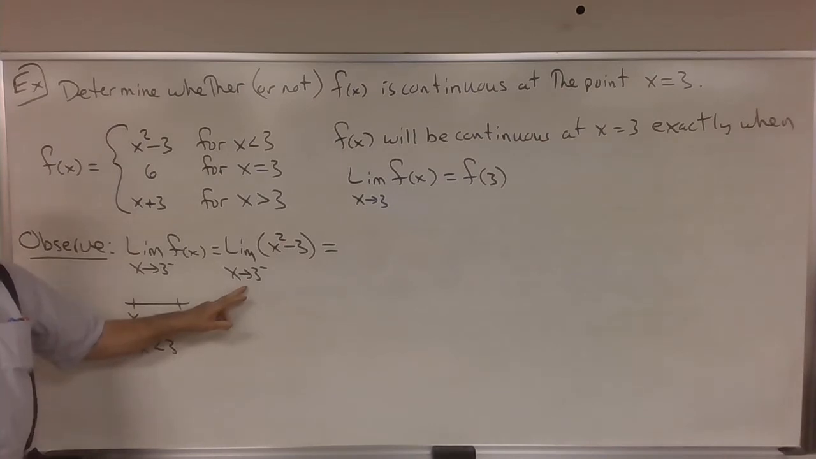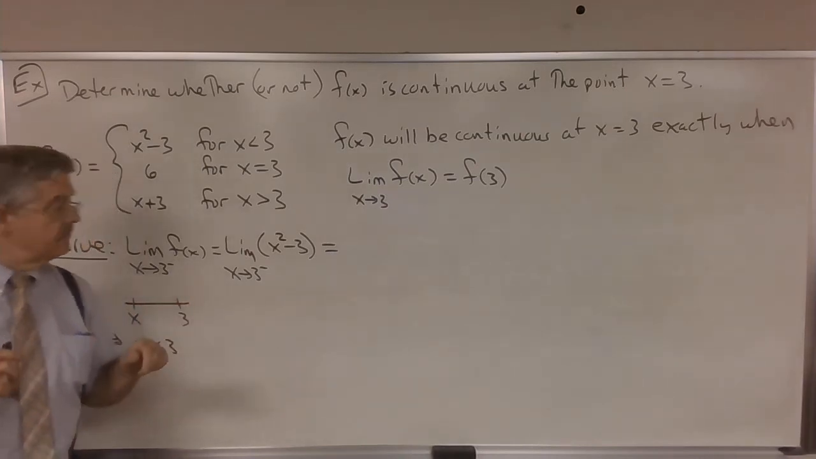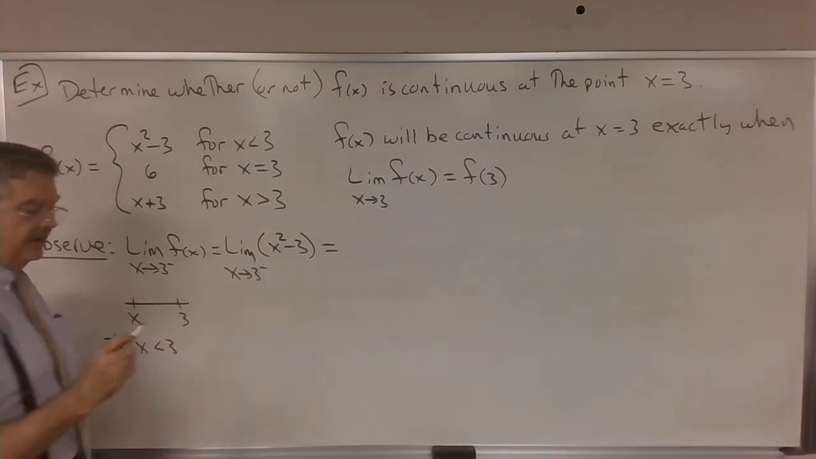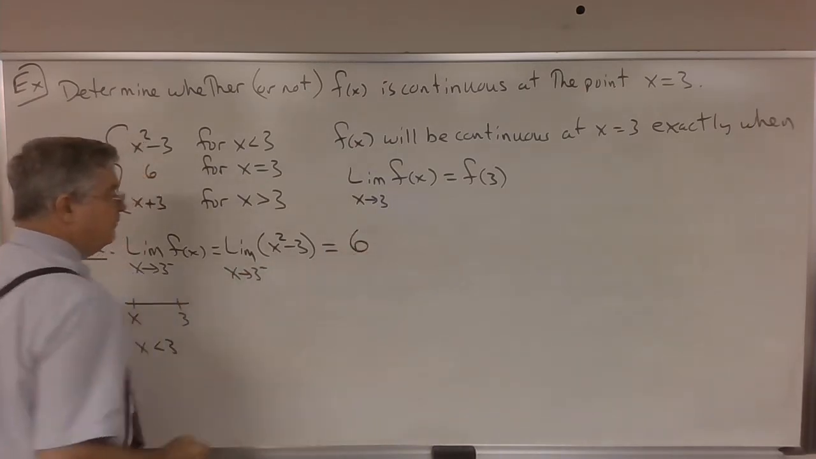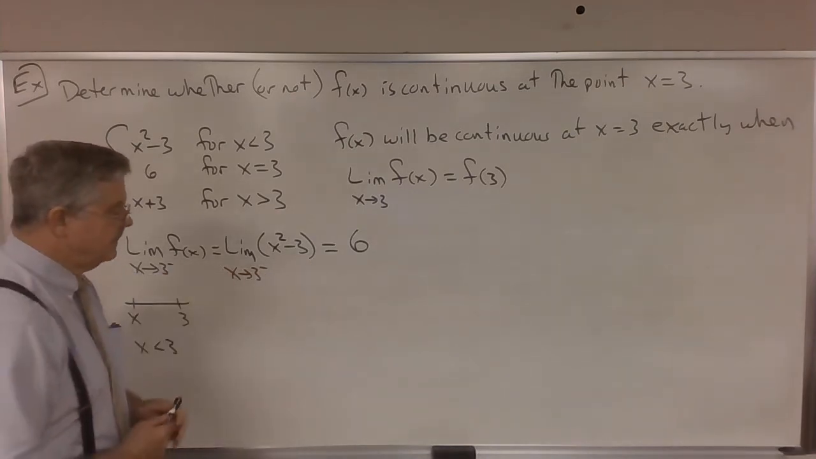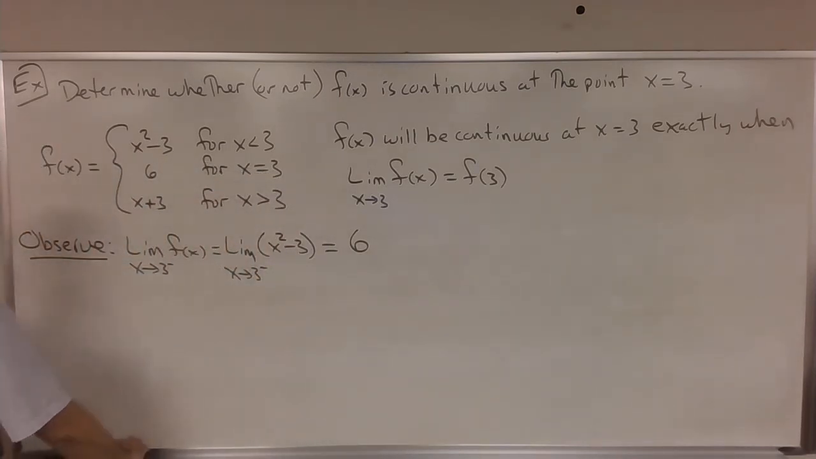Now, let's just plug in 3. No danger of dividing by 0, right? So we get 3 squared is 9, minus 3 is 6. Okay. So the limit as x approaches 3 from the left of f of x is 6. Now we got to do the limit of f of x as x approaches 3 from the right.